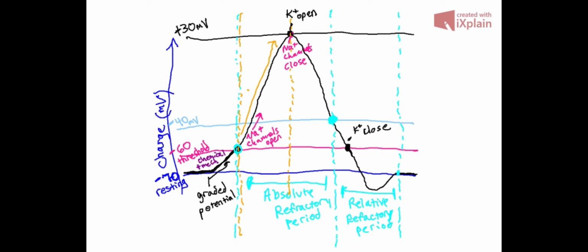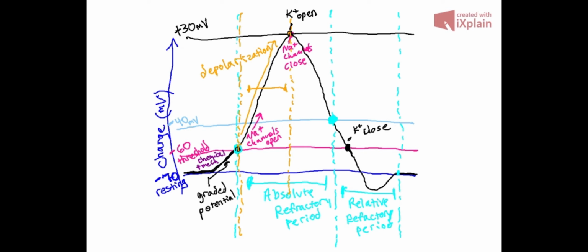So this section right here, from the threshold, when the switch flips until positive 30, when the switch flips again and the sodium channels close and the potassium channels open, this is called depolarization. Depolarization, all it means is when the millivolts, the charge of the membrane potential, is increasing from the threshold up to the maximum, positive 30.